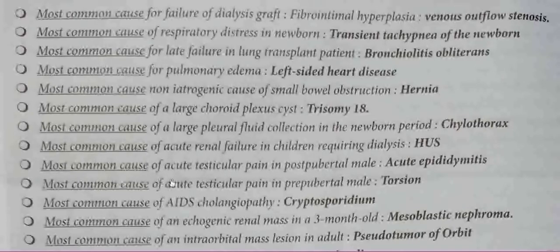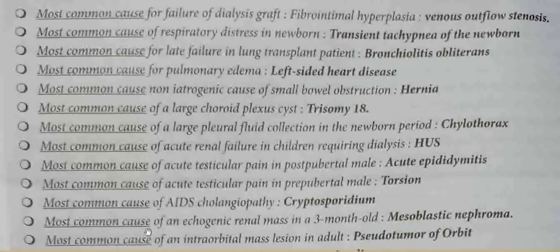The most common cause of acute testicular pain in a post-pubertal male is acute epididymitis, and the most common cause of acute testicular pain in a prepubertal male is torsion of the testes. So remember, pain in post-pubertal is acute epididymitis, and in prepubertal male it is torsion of the testes. The most common cause of AIDS cholangiopathy is cryptosporidium.